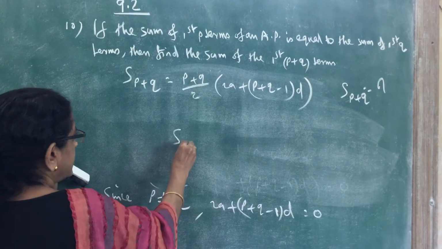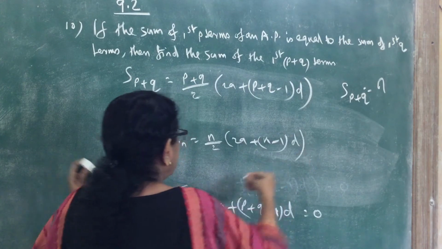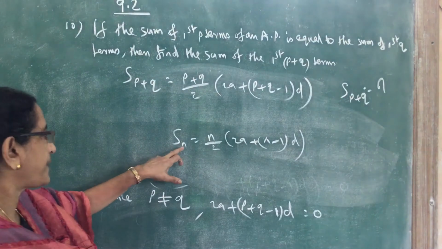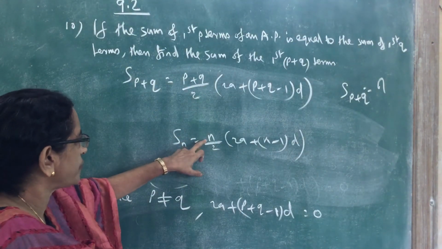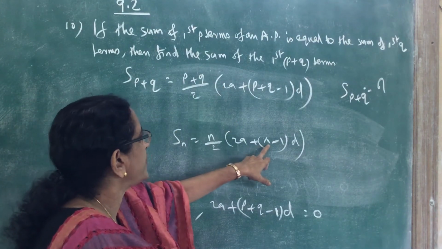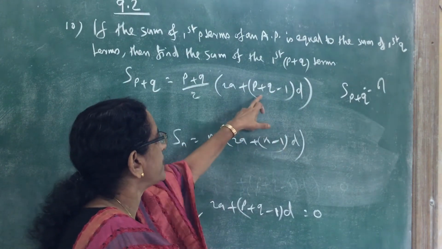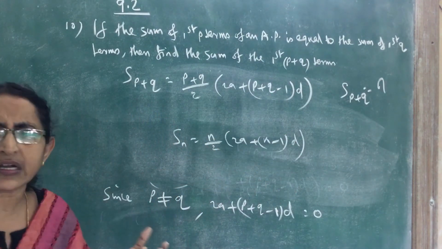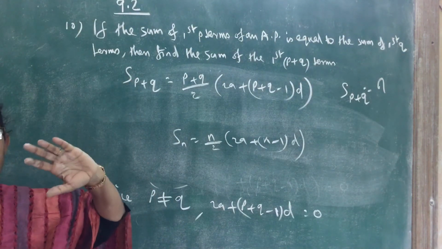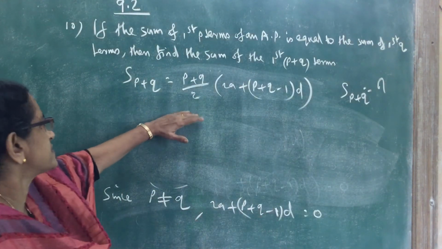Because Sn equals n by 2 into 2a plus n minus 1 into d. To find S p plus q, the sum of first p plus q terms, in the place of n, write p plus q. So p plus q by 2 into 2a plus, in the place of n, p plus q minus 1 into d. So just write the formula Sn, then substitute p plus q for n. We want to find the sum of first p plus q terms, so just substitute that.